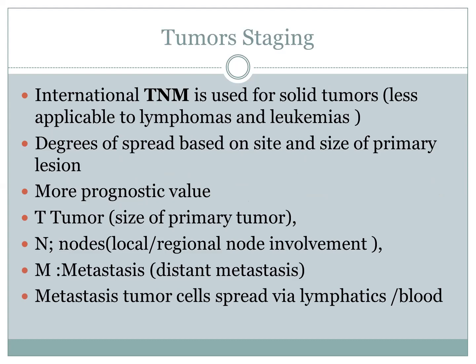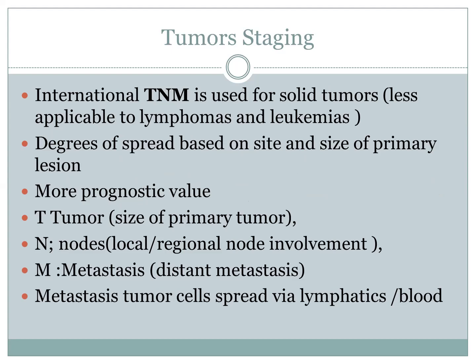Then we have a staging system, the international staging system, which is used for staging solid tumors. It is based on tumor, node and metastasis. So the degree of spread is based on site and size of primary lesion. It has more prognostic value than grading. So the T stands for tumor, the size of primary tumor. Node means the local and regional node involvement. For example, the axillary lymph nodes are involved in breast cancer.